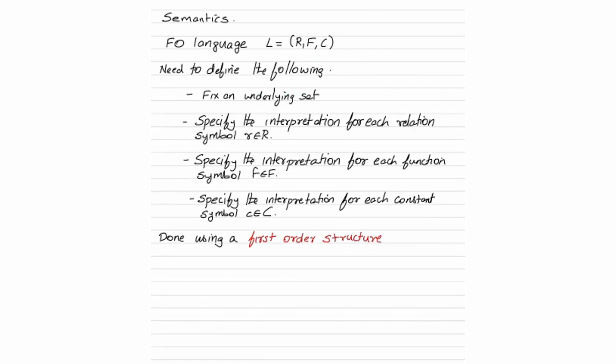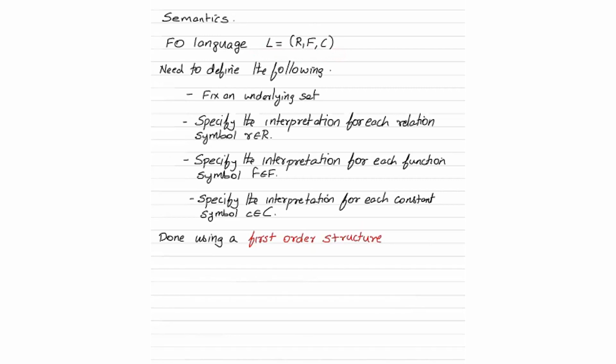But what is the idea behind this? How do you define semantics? You have a first order language, which specifies the symbols. Now you want to define an interpretation for these symbols. That's where you start.